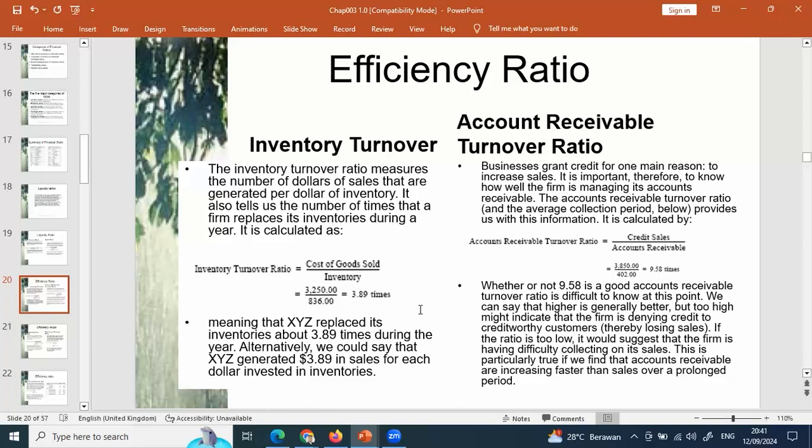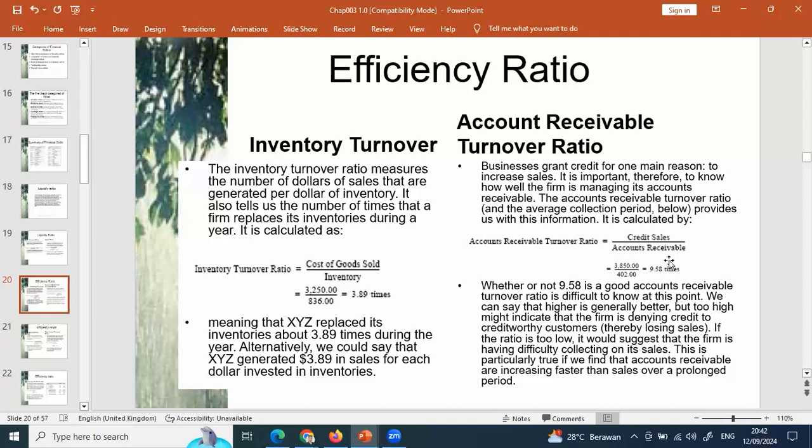Okay, good. So that also applies to account receivable. Account receivable turnover is sales divided by the end-of-year account receivable. The total sales, the total invoice, is 3850, divided by account receivable at the end of the year, 402. It means 9.5. Let's say 10 times. So 10 times the account receivable gets paid.